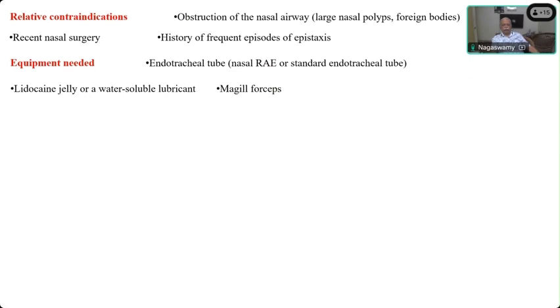Okay, so Magill designed so many things. He was the first person to achieve endotracheal intubation with this sort of curved tube, both in awake as well as asleep patients. And he was the person who designed this forceps to direct the tube into the trachea. Okay, so he was given that honor of Sir.